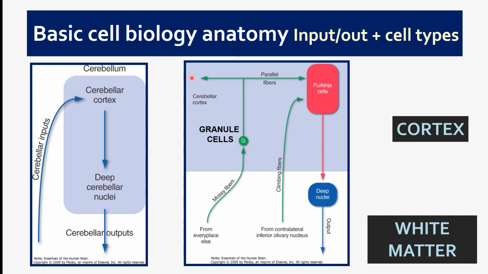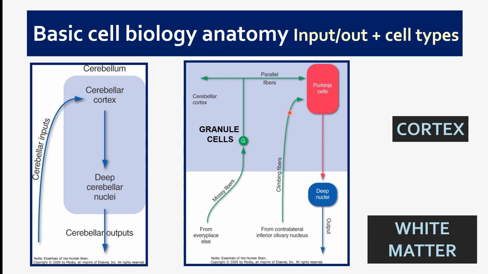Those granule cells then give rise to what's called parallel fibers, fibers that run in parallel to the outer surface of the cortex. There are gazillions of granule cells. This is one of the major cell types of the cerebellum. They're very small, and this is one of the reasons why the cerebellum has so many neurons in it.